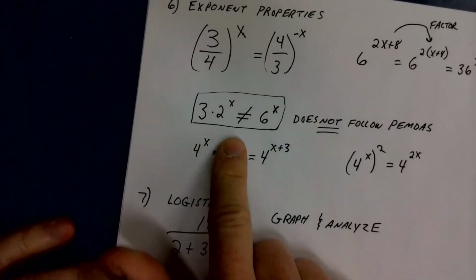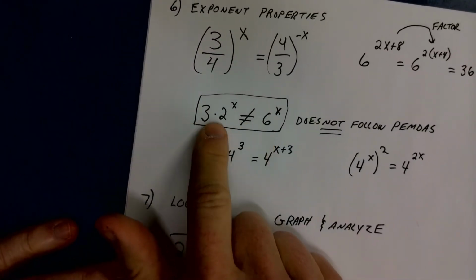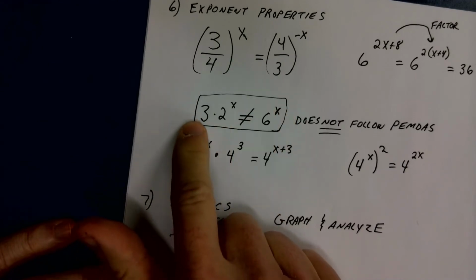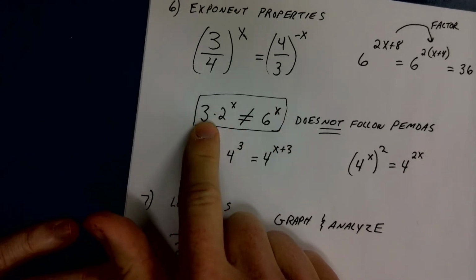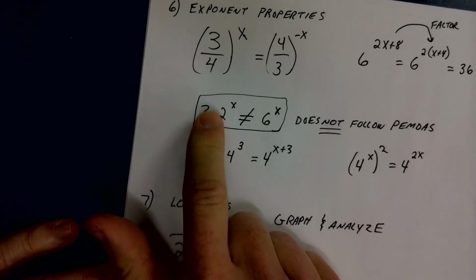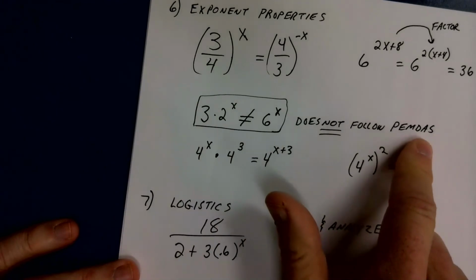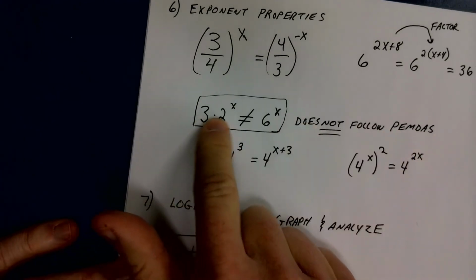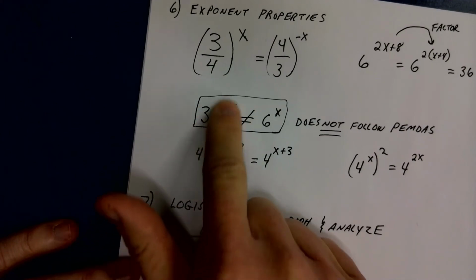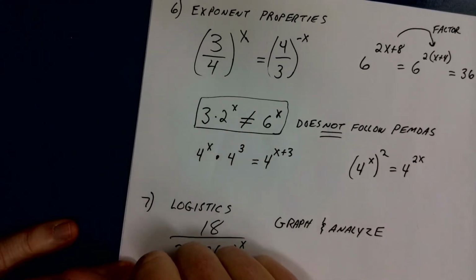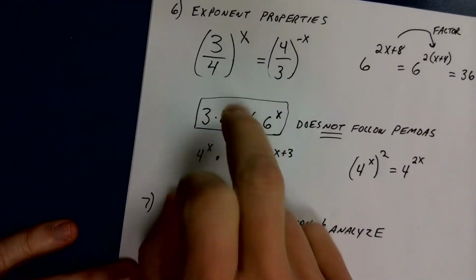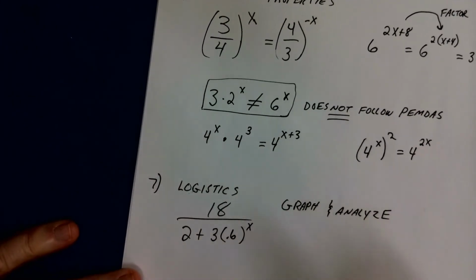Right down here, this is not true. 3 times 2 to the x does not equal 6 to the x. I cannot multiply these two numbers together, even though I have kids do it year in and year out. That is an exponent, and PEMDAS's E is right there. 3 times 2 is multiplication, that M is right there. I cannot do multiplication before I do exponents. Okay, so that does not work. Do not do that.